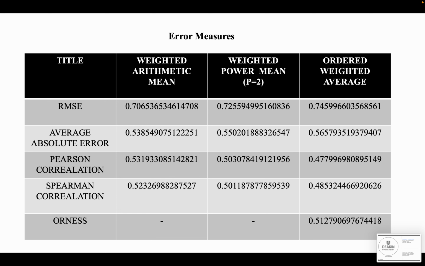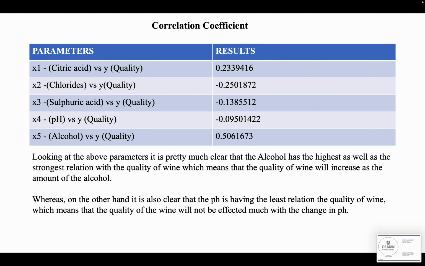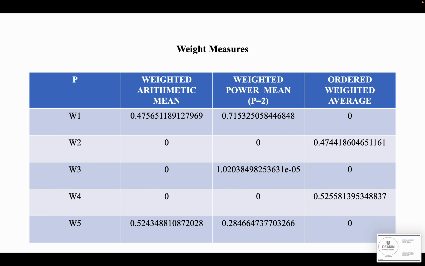After applying the transformations and the weighted aggregation functions, it is clear that the RMSE for the weighted arithmetic mean is the lowest, and the error is also lowest, whereas for the ordered weighted average, the RMSE is highest and the average absolute error is also highest. When it comes to correlation functions, it is clear that alcohol has the highest and strongest relation with the quality of wine, which means that the quality of wine will increase as the amount of alcohol increases.